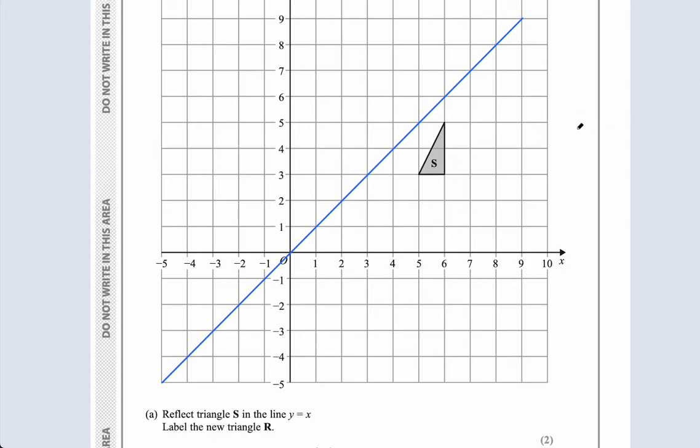So guys, go to each point, like here, and reflect it. So we go to the line and across the same amount, directly across. This guy goes over 1 box, goes over 1 box. This guy, 1.5, a half, and 1. Here we go. So this is the new triangle, and it says label it R. So I'm going to call that R.